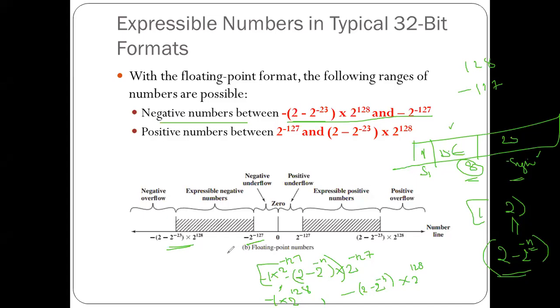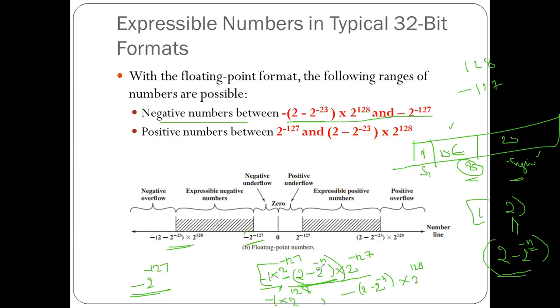Now, based on the values, you place where these values are. The first value, minus 1 into 2 power minus 127, is just minus 2 power minus 127. And next, minus of 2 minus 2 power minus n into 2 power minus 127. So where does this value lie on the number line? Can you detect where this value occurred?